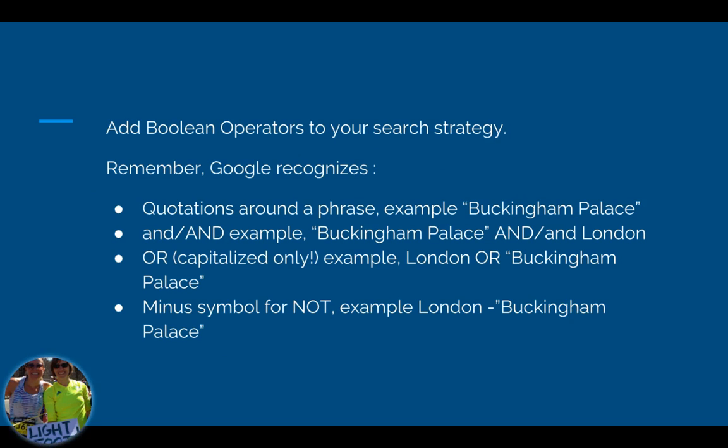Take a few minutes to begin adding Boolean operators to your Google search. As a reminder, Google recognizes the following Boolean operators. Quotations around a phrase. For example, "Buckingham Palace" in quotes would tell Google to only search for websites that have the term Buckingham and Palace directly next to each other. AND, lowercase or capitalized. "Buckingham Palace" in quotes AND capitalized London, or AND lowercase London would both work.